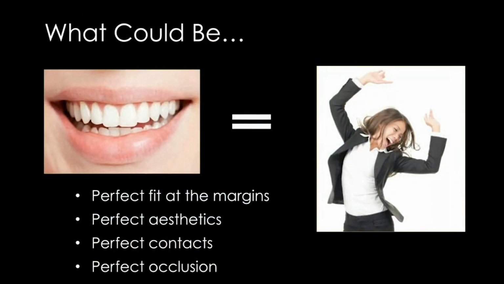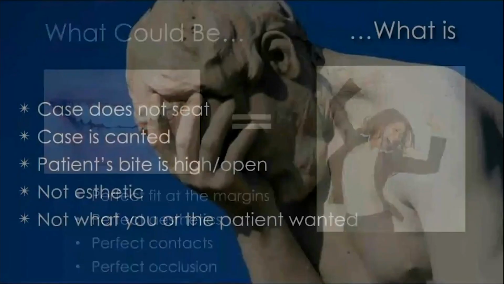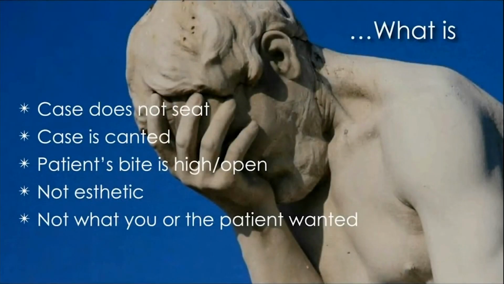Generally, when I talk to people, I want a perfect fit at the margins. I want great aesthetics, perfect contacts. They bite together and everything fits. Isn't that a dream case, whether it's one tooth or an entire smile? But what ends up happening is the case does not always seat, or maybe it's canted. Maybe the patient's bite is high or open, and it's not the aesthetics you dreamed it to be, and it's not what you or the patient wanted.